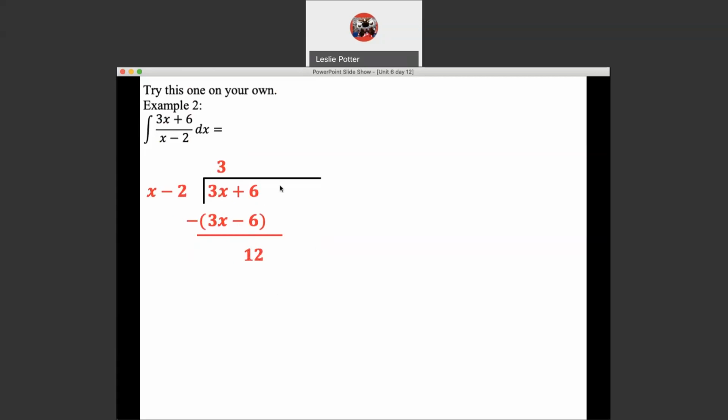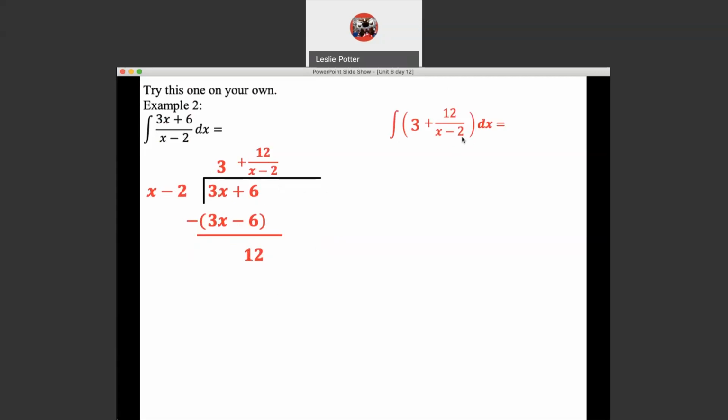And so we're done pulling things down. We actually didn't have to pull anything down. This has a smaller power than this, so this is our remainder. Our remainder is 12. So we're going to write the remainder up here, and that's what we're going to find the antiderivative of. Again, this is a natural log.